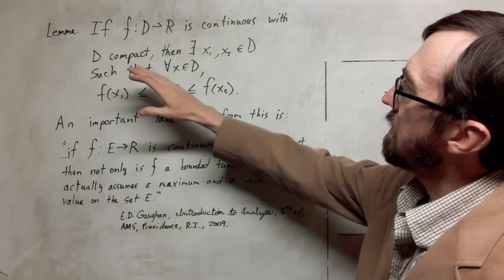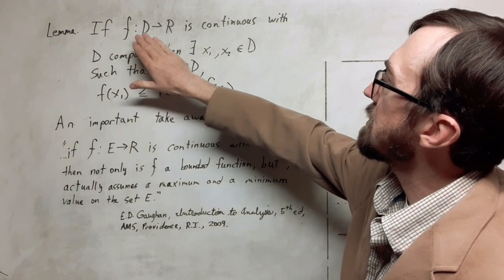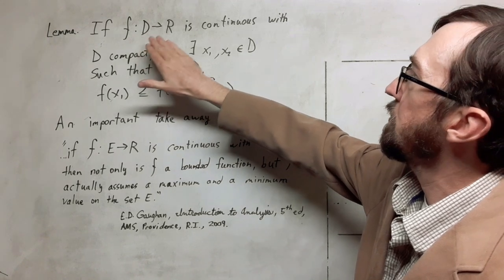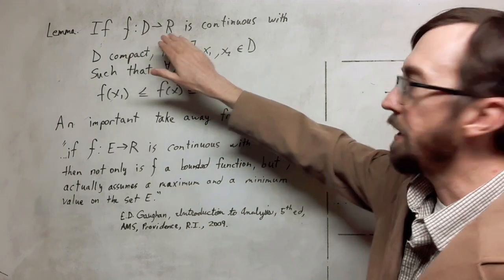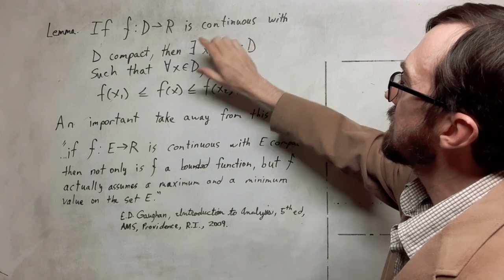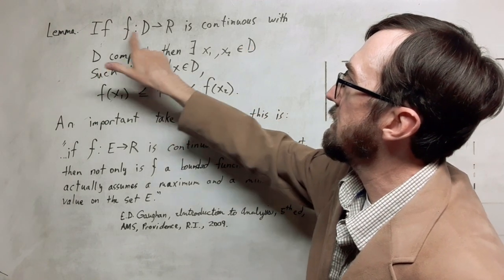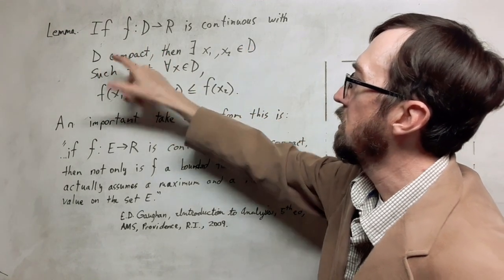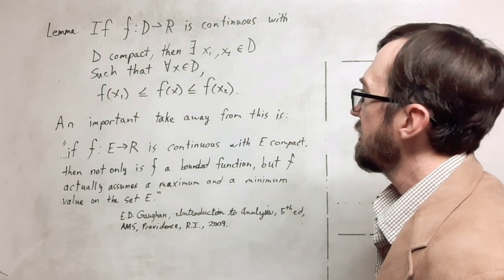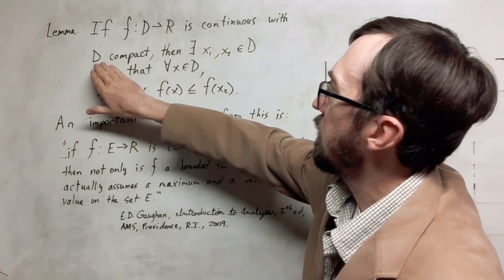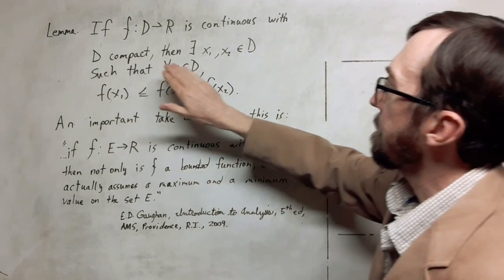This lemma says that if you have a function that's defined between a set we call the domain and a set we call the range that is continuous, and that we also know that D is compact. This is a special situation in mathematics, so it's describing something about this set.